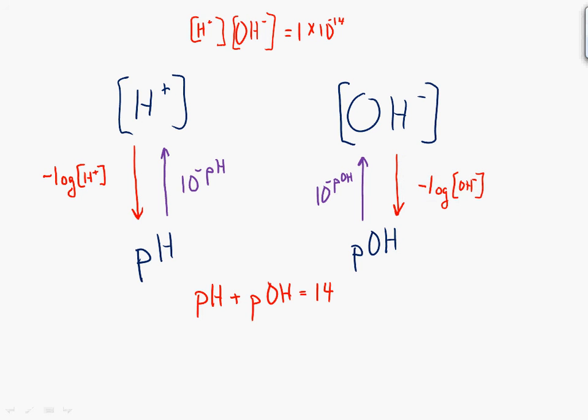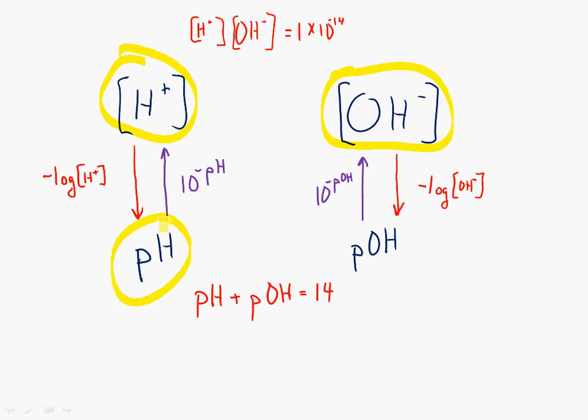And here's a real quick overview of the calculations involved in converting from hydrogen ion concentration to hydroxide ion concentration, or to pH, or to pOH. If you have any one of those four things, you can calculate the other three. So, for a moment, let's just say you have the hydrogen ion concentration.